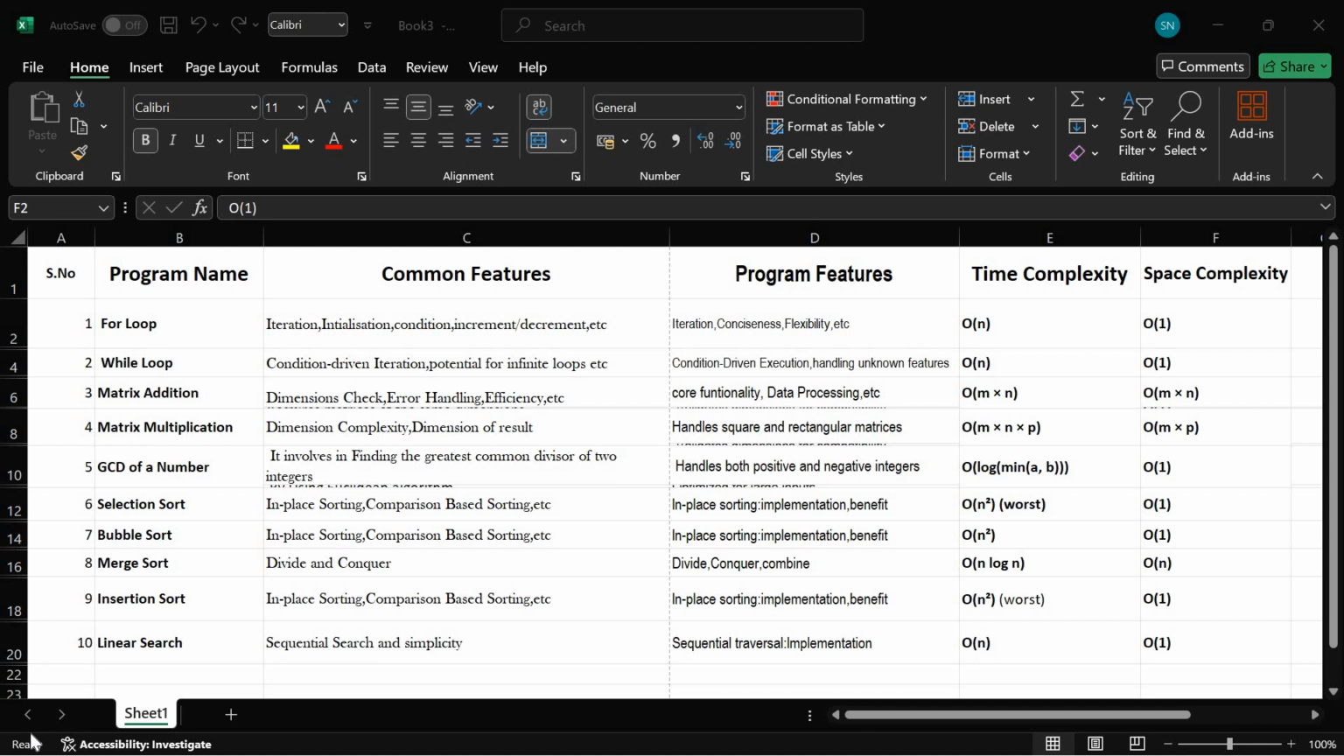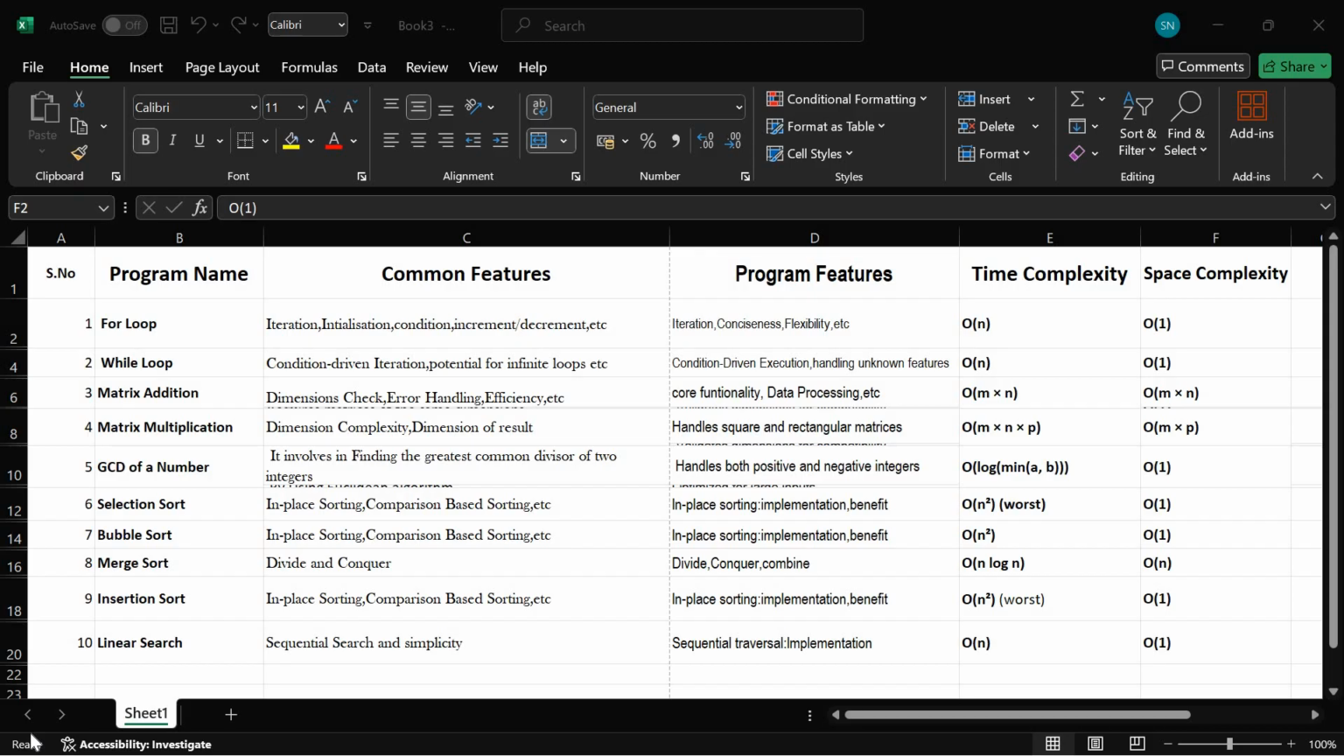Now let's discuss matrix addition and the other matrix operations. Matrix addition adds the corresponding elements of two matrices of the same dimension. Time complexity is big O of n squared, where n is the number of rows and columns. Space complexity is big O of 1 if the result is stored in one of the input matrices.